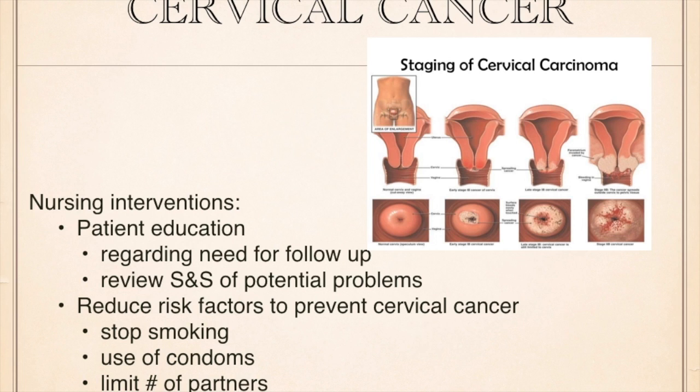Reduce risk factors to prevent cervical cancer. You can get it more than once. We can freeze it off, but if you have HPV and you have an unhealthy lifestyle, it can come back. So stop smoking, use condoms, and limit the number of partners. So this ends the section on cervical cancer.